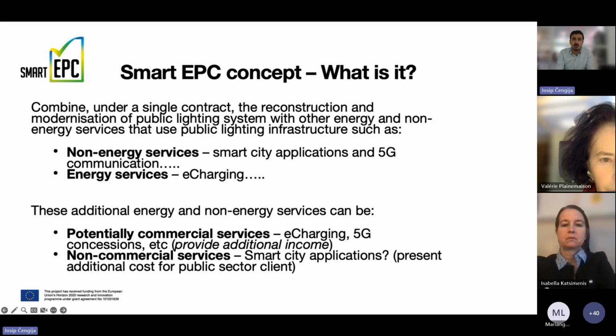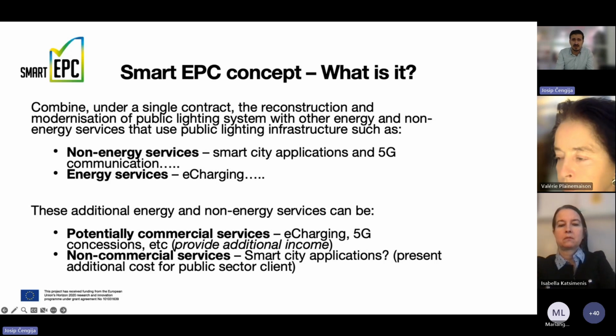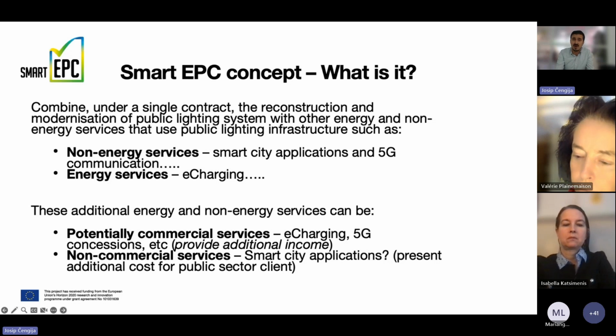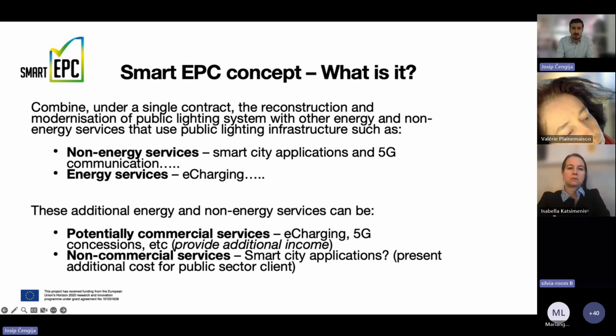When we talk about these potential added services to a standard EPC project, we can divide those services again into potentially commercial services and non-commercial services. Potentially commercial services could be 5G concessions and e-charging concessions. So you can give the right to a private sector party to provide that service to the market, to citizens, and get revenue from that in the case of e-charging, or you can give 5G concessions to telecommunications companies and get some revenue out of that. So these are new revenue streams that you can attach to a standard EPC.